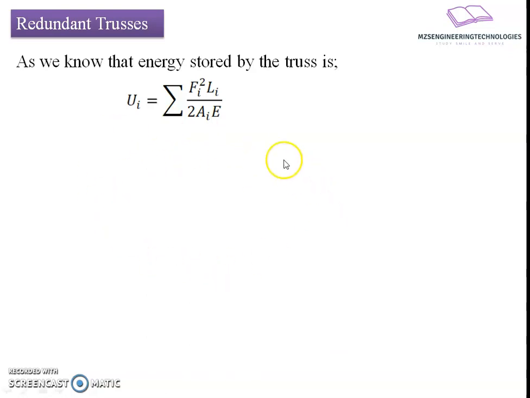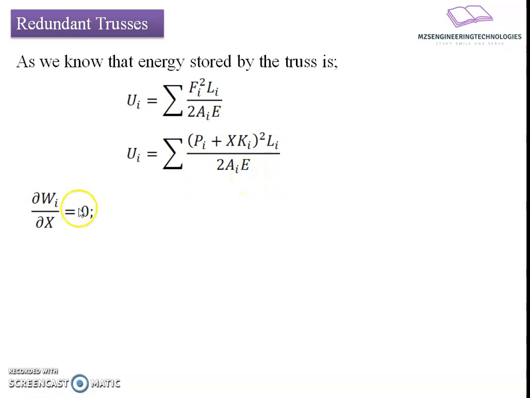For the whole system, we can say summation of Fi square Li divided by 2 Ai into E. If I substitute the final force in terms of the statically admissible case and the action of the redundant force, we can write (Pi plus X into Ki) whole square Li divided by 2 Ai into E. Now to minimize it, I will take the partial derivative of this equation with reference to X, which results in summation of 2 (Pi plus X into Ki) multiplied by Ki Li divided by 2 Ai into E equals 0.